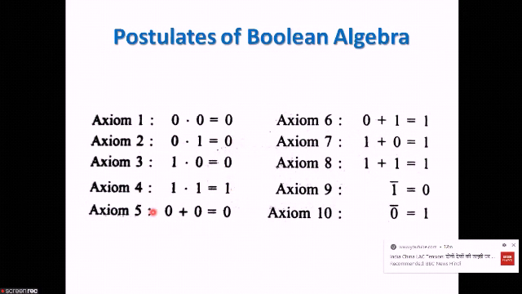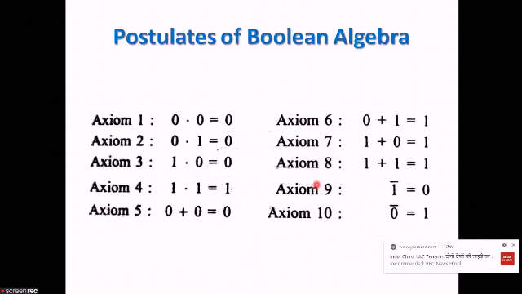Next is axiom number 5. Axiom number 5 is 0 plus 0 is equal to 0. Axiom number 6 is 0 plus 1 is equal to 1. Axiom 7 is 1 plus 0 is equal to 1. And axiom number 8 is 1 plus 1 is equal to 1. Now axiom number 5, 6, 7 and 8, all these are the implementations of the OR operation in the case of the Boolean algebra.